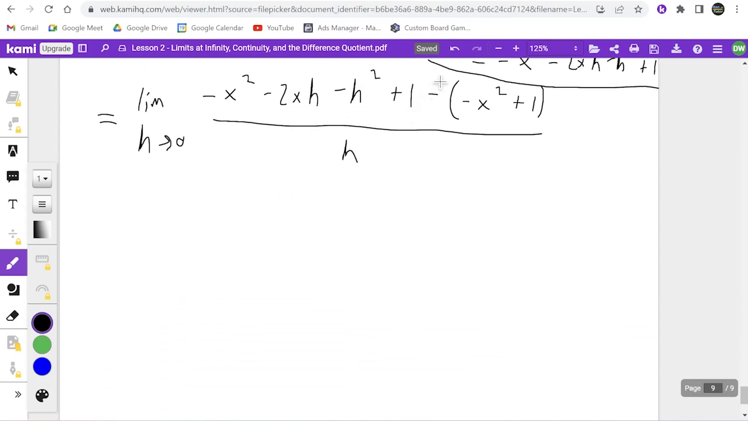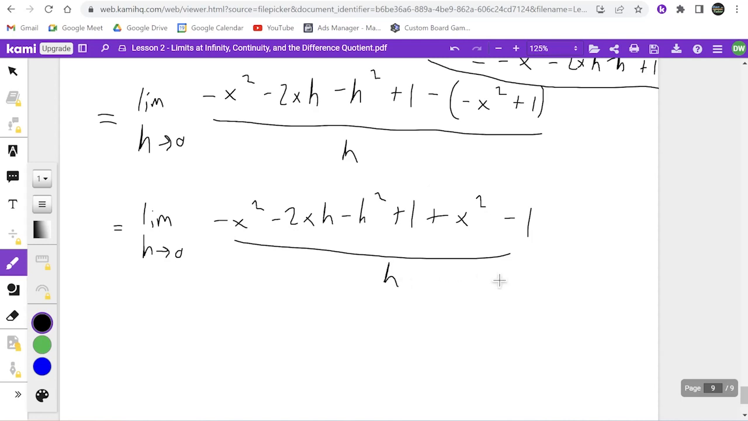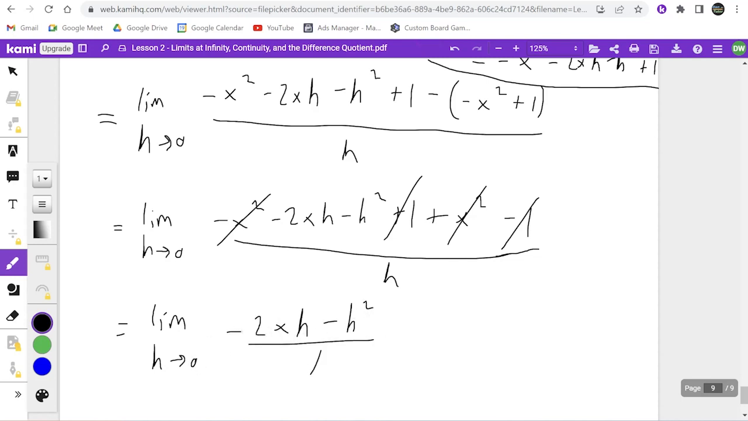So the next thing we should do is distribute the negative sign here. We're basically going to get the exact same thing, except now it's plus x squared and minus 1 all over h. I'll give you a second to catch up with me. I know I write fast. And as you're writing, I will make the astute observation that it looks like these x squareds will cancel, negative x squared and positive x squared. It also looks like the plus 1 and the minus 1 will cancel, which means all I'm left with is negative 2xh minus h squared over h.